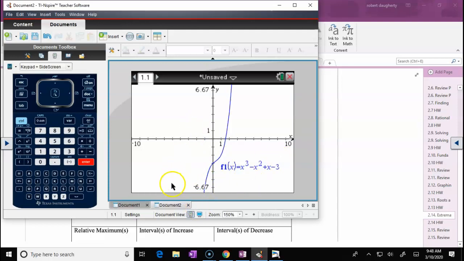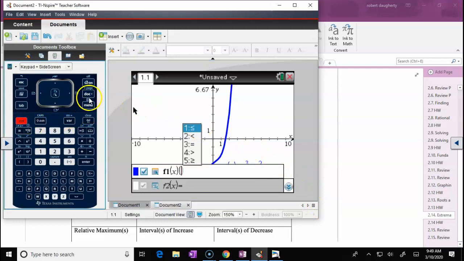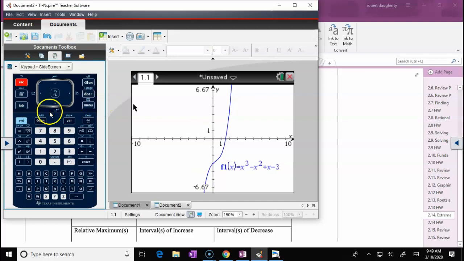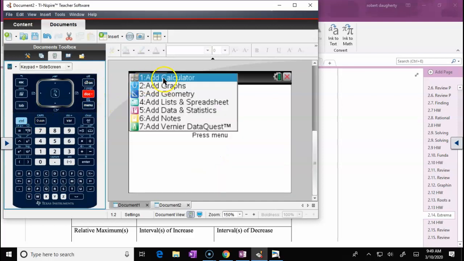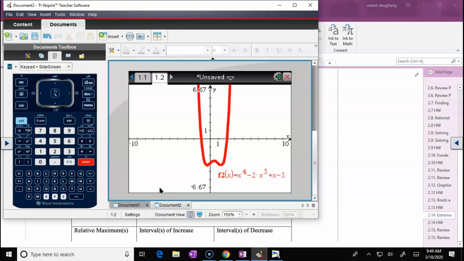Let me do a different one. Let me change that a little bit. We'll make it a 4th degree. Let me just redo all of this. Add a graph. So, x to the 4th minus 2x cubed plus x minus 3. Look at something like this.